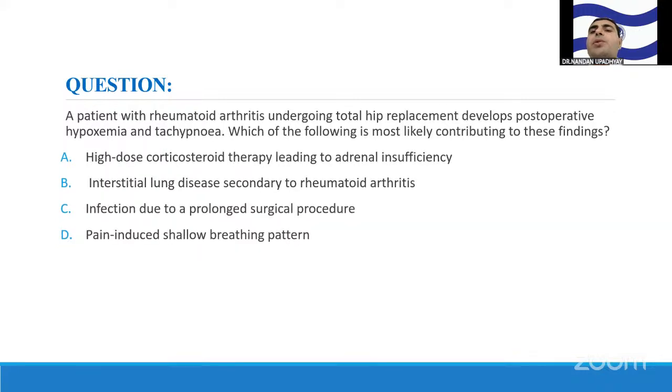A patient with rheumatoid arthritis undergoing total hip replacement develops postoperative hypoxemia and tachypnea. Which of the following is most likely contributing to this finding? A, high dose corticosteroid therapy leading to adrenal insufficiency; B, interstitial lung disease secondary to rheumatoid arthritis; C, infection due to prolonged surgery; or D, pain-induced splinting of breathing pattern in THR.